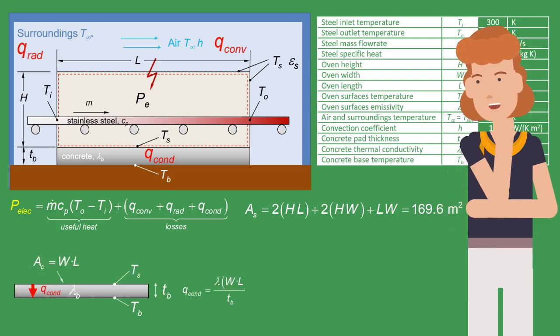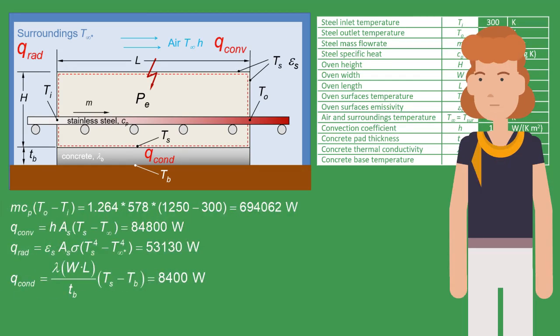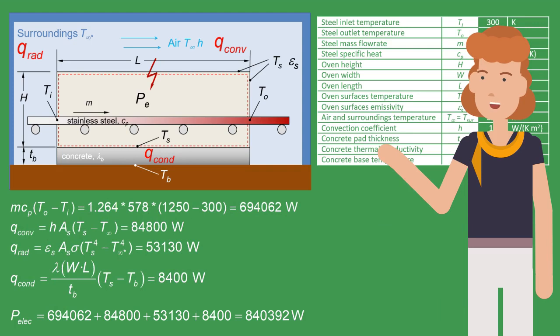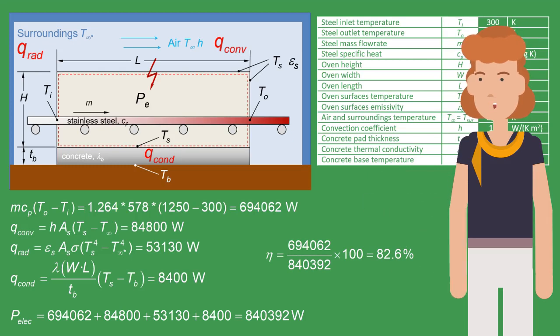Losses to the ground can be calculated as the conduction through the concrete pad. Assume one-dimensional flux, steady state, without generation and with constant conductivity. Finally, the sum of the useful energy and the thermal losses equals the electrical power of the oven. Now, you can calculate the thermal efficiency of the equipment, which is the useful energy divided by the total energy consumed.